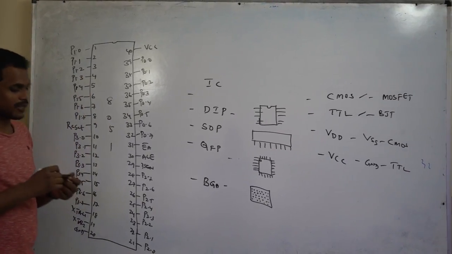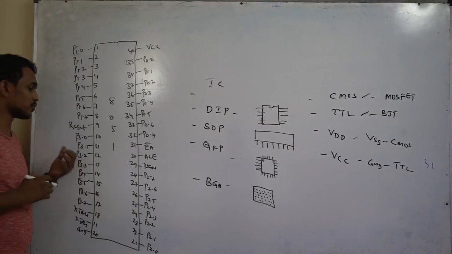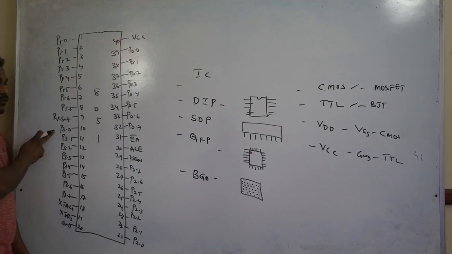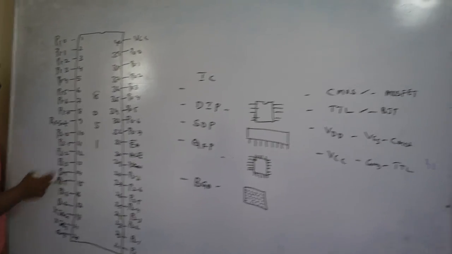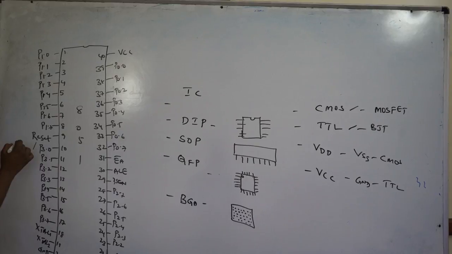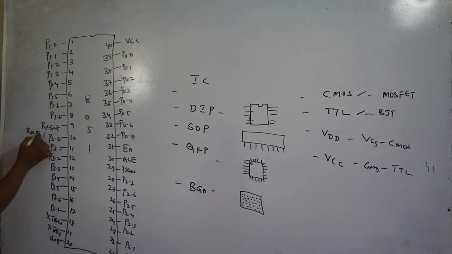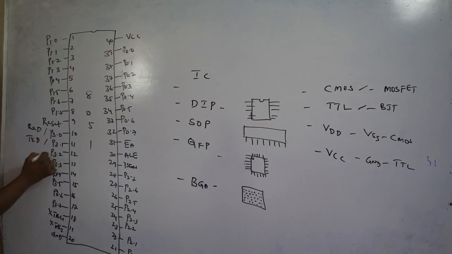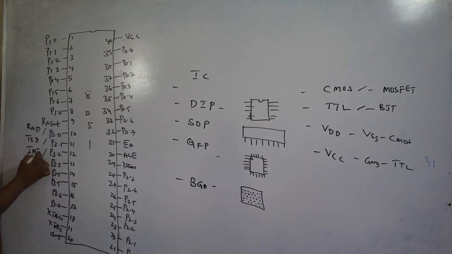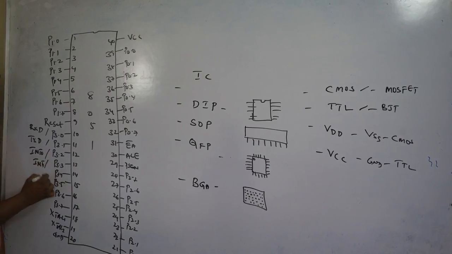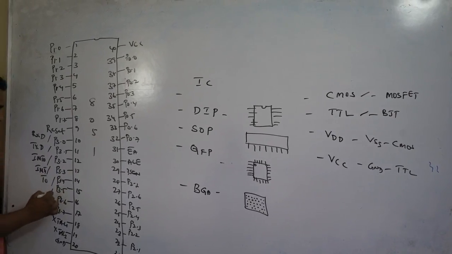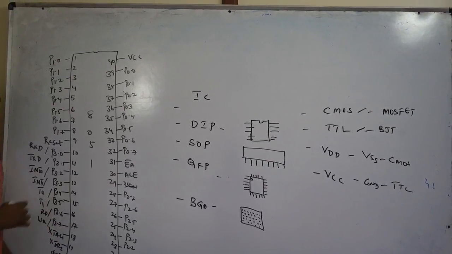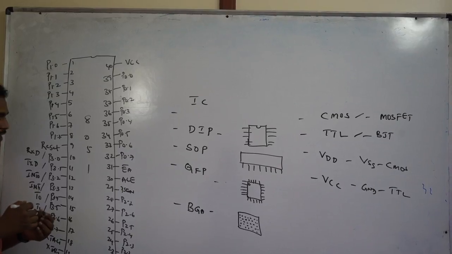Here some of the pins have dual roles for your microcontroller. Dual role means the pin performs more than one functionality. Coming to pins 10 to 17, they perform additional functions like RXD, which is the receiving data line, and TXD, the transmitting data line, and INT0, INT1, and T0, T1, read, write. So these are the additional roles for your pins from 10 to 17.